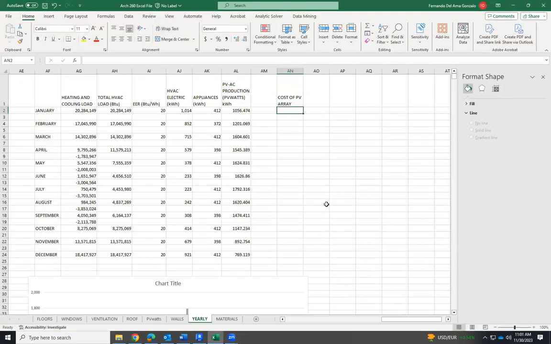So the cost of the PV array, we said that it's around, units are important, we have dollars per watt. Those are the units. Let's say $3 per watt. Okay, so it was in between 2.60 and 3.20. Let's say $3 per watt. Now we need the DC size. Where can we find this? In PVWatts.